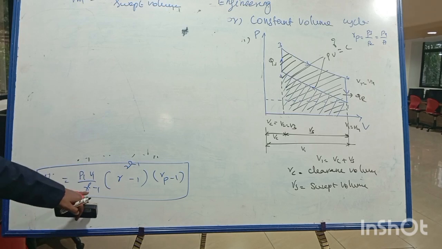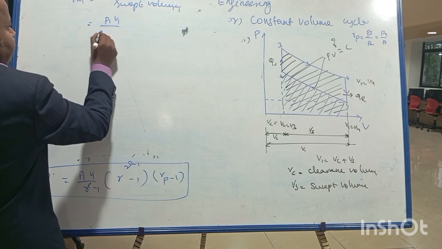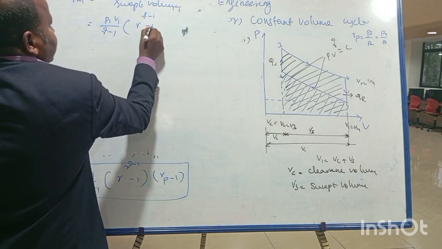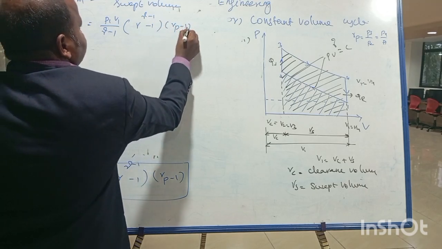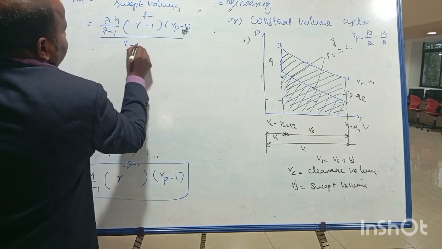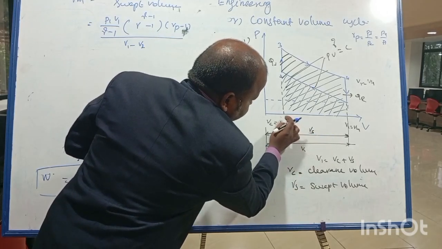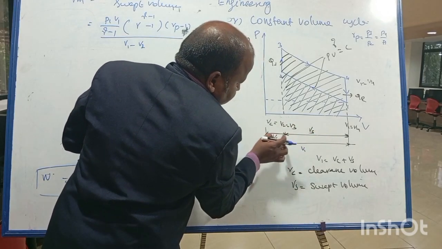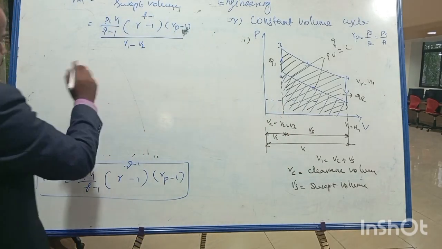So the work done we have already derived: V1 divided by gamma minus 1 into R power gamma minus 1 into Rp minus 1, divided by the shaft volume, that is V1 minus V2. Already I explained that shaft volume is nothing but the volume V1 minus V2, the clearance volume. If you neglect this clearance volume from the total volume, we can get the shaft volume, right?